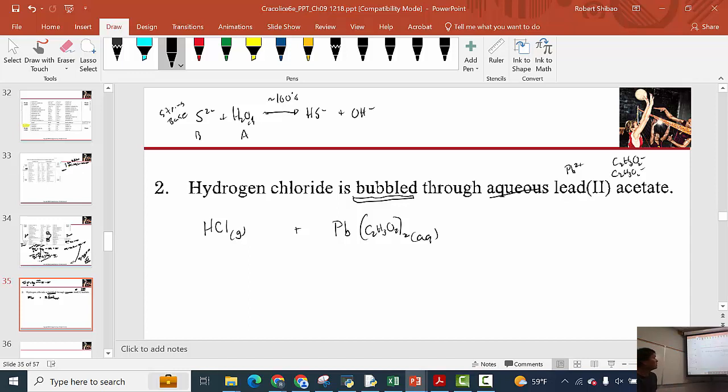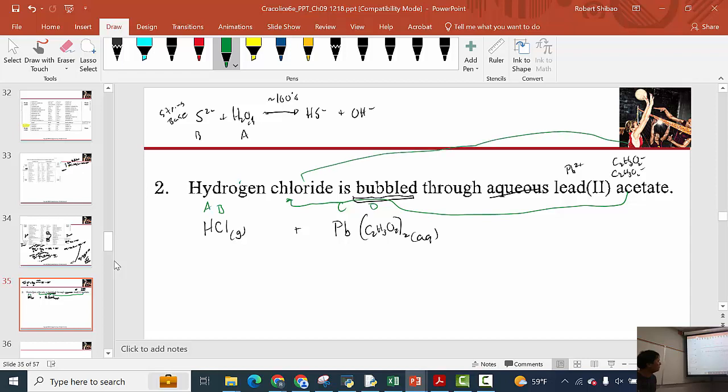So as far as our AB plus CD pattern goes, hydrogen chloride, A is hydrogen, B is chloride, C is lead-2, D is acetate. So what we're going to do is take hydrogen chloride and take the hydrogen with acetate. And so rather than hydrogen with chloride, we're going to make hydrogen with acetate. And then the chloride is going to go over here and combine with lead. So what we're going to form is hydrogen acetate and lead-2 chloride.